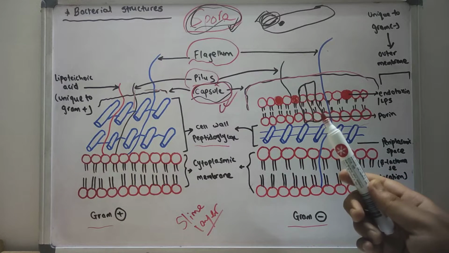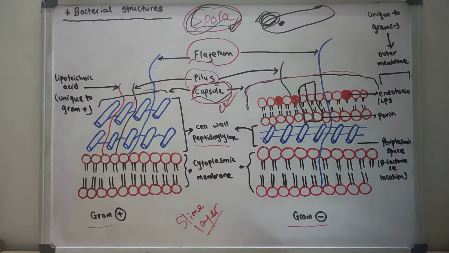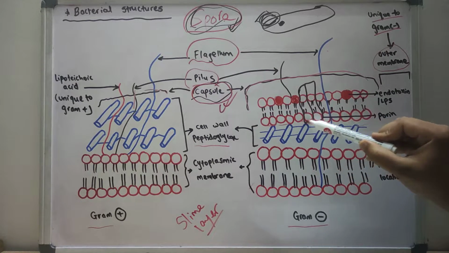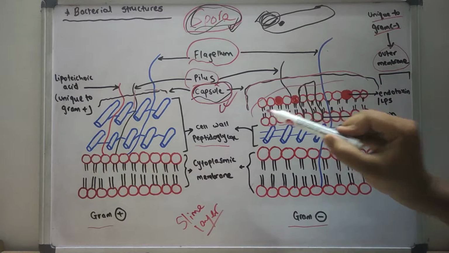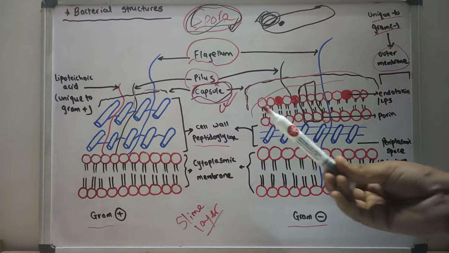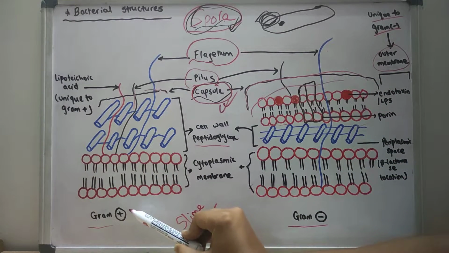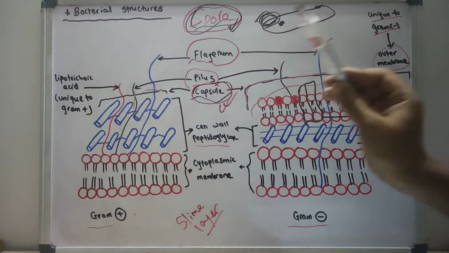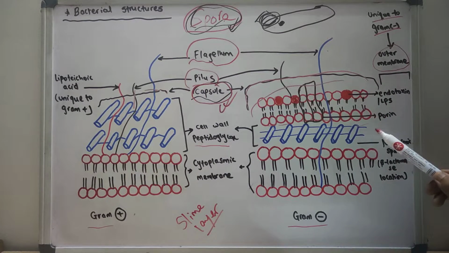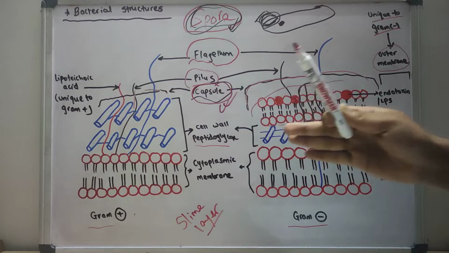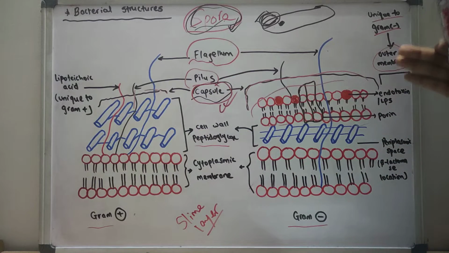Now let us talk about the outer membrane of the bacteria. As you can see, the outer membrane is unique to gram-negative bacteria only. So this whole portion is the outer membrane. It is not present in the gram-positive bacteria. It is only present in the gram-negative bacteria, below the capsule layer.